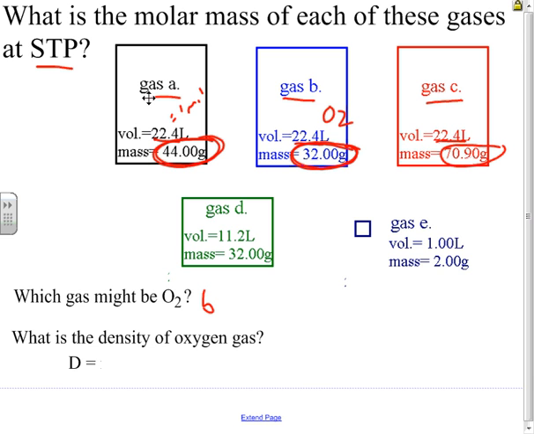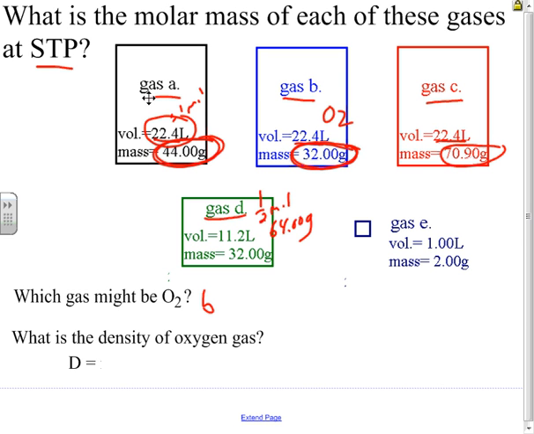Now let's look at gas D. Now I've only given you 11.2 liters and it has a mass of 32. And now think about this. 11.2 is half of 22.4, so if half of a mole has a mass of 32, then 1 mole is going to be 64.00 grams of gas, and that will be the molar mass of that.